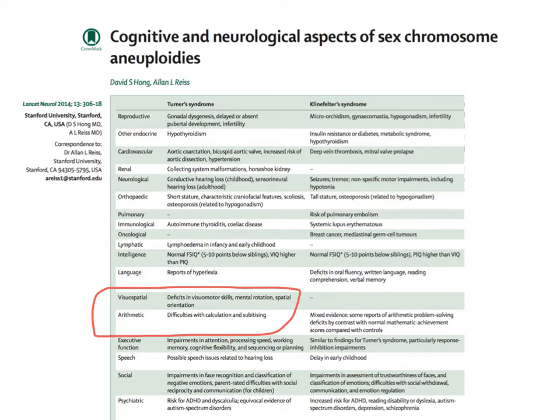It also says under the arithmetic category there are difficulties with subitizing, which is the ability, if you don't know, to look at a group of objects and approximate how many items there are. That's also something that a lot of people with Turner syndrome have a deficiency in. Like estimating large groups of objects, how many are there? You know, that thing where they fill the jar with M&Ms and you have to guess how many there are in the jar. Yeah, difficult.